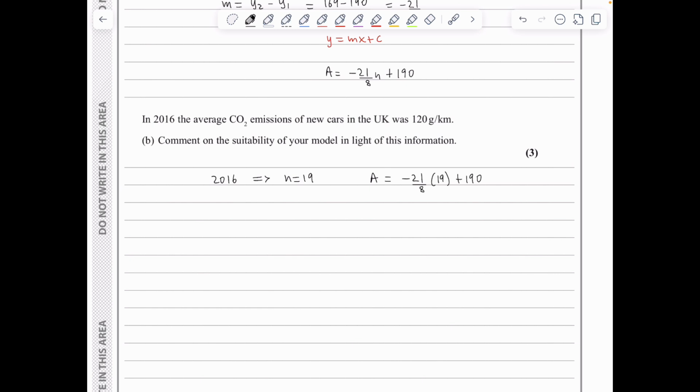If we plug this on the calculator, we get that A is 140.125. And if we compare what we were expecting against what we have actually seen in reality, we can conclude that 140 is a lot greater than 120, and therefore we deem the model not to be suitable.